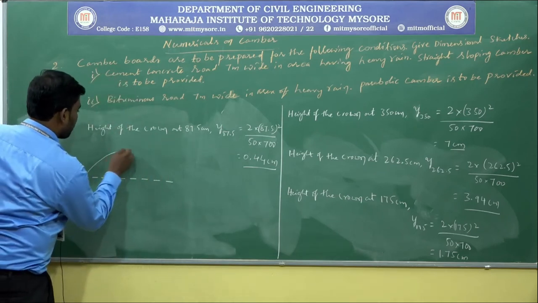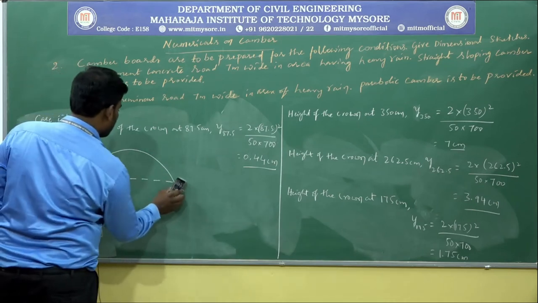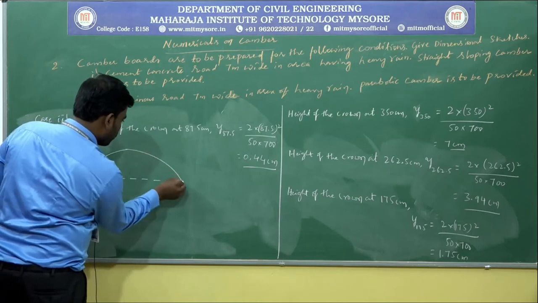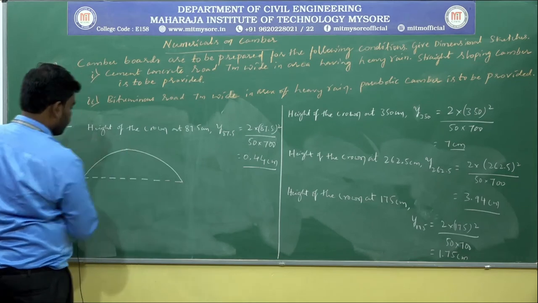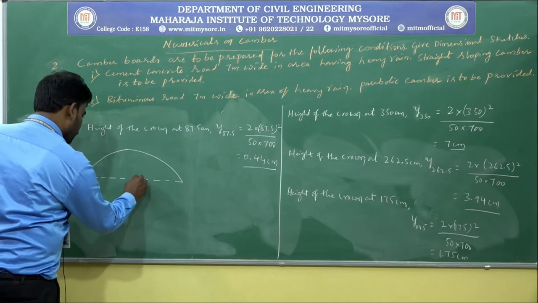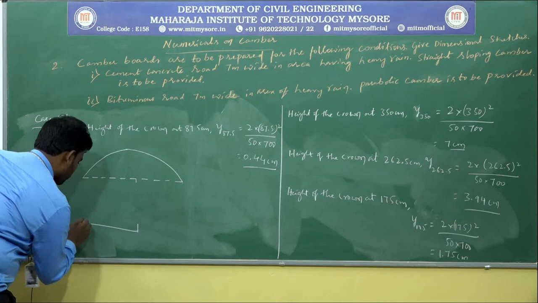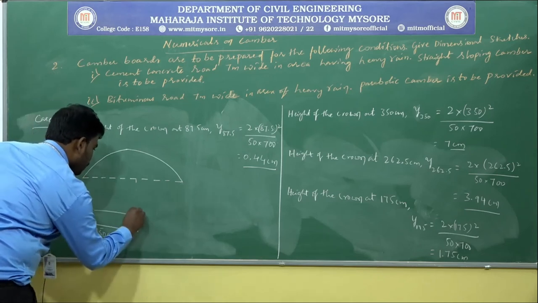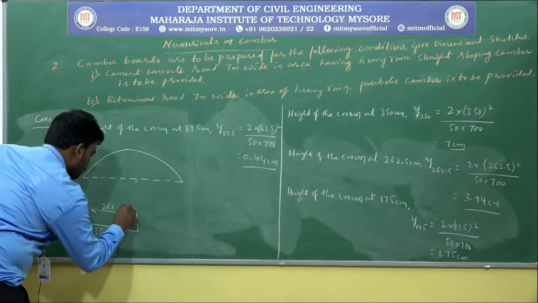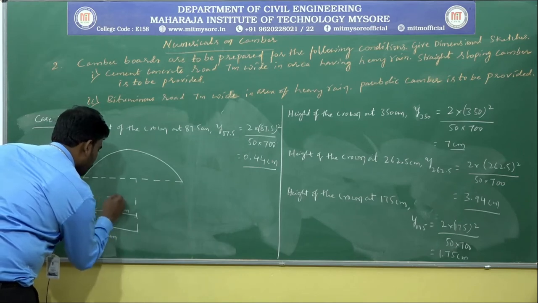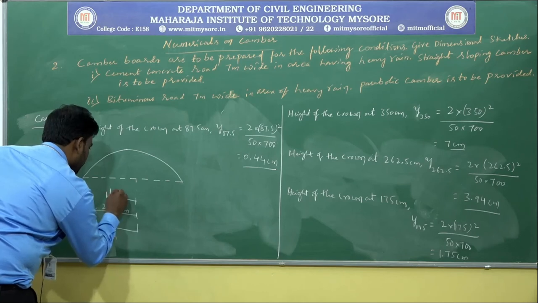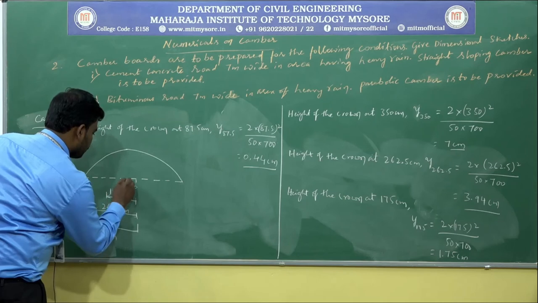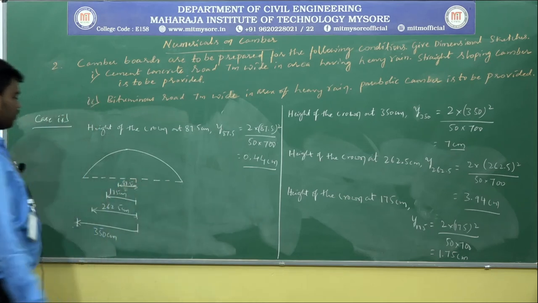See here, this is the parabolic shape of camber. And this is the center. From the center, this is 350 cm. At 350 cm and at 262.5 cm, then at about 175 cm and at about 87.5 cm. Is it clear?